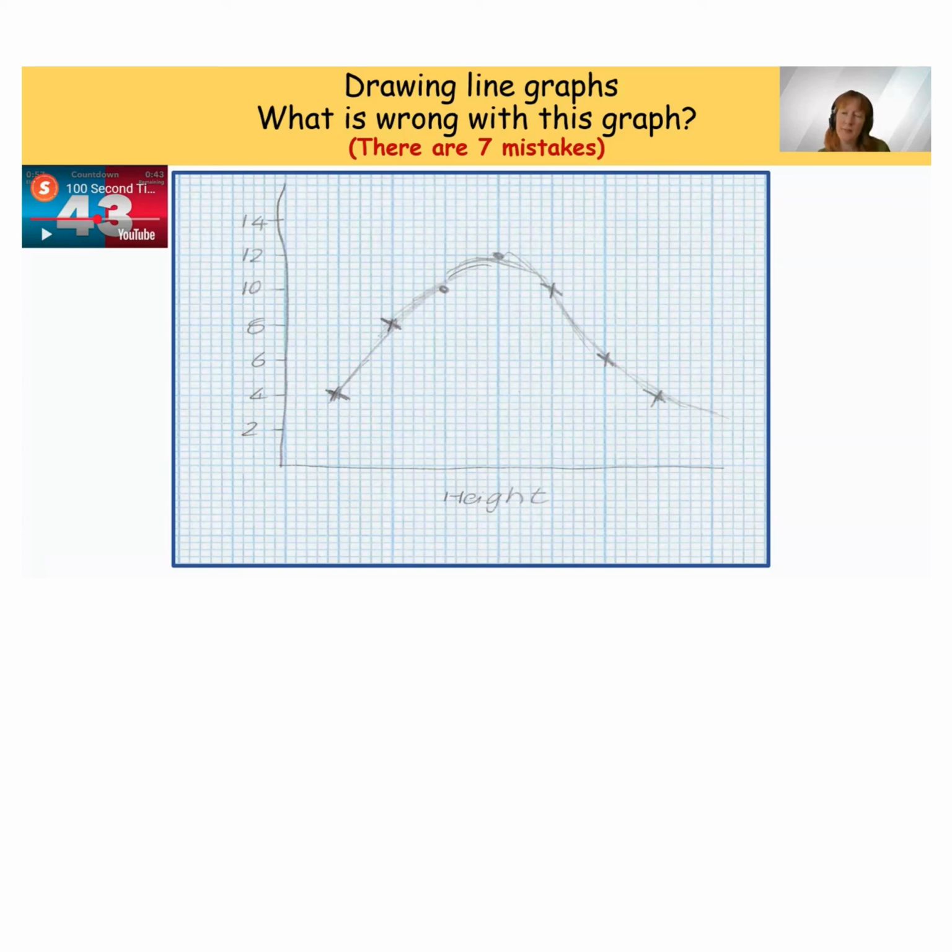Tamara, anything else? I said to include units. To include units, yes. Height could be. What units would you be looking to include there? Like centimeters.